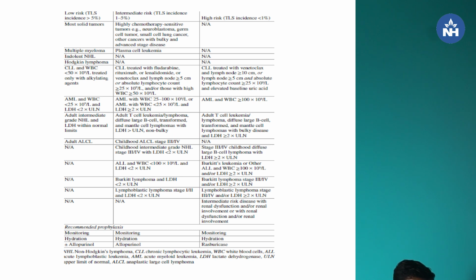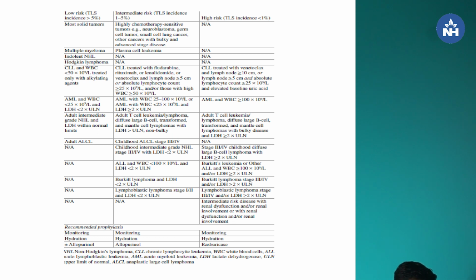ALL with WBC count less than 100 into 10 to the power 9 and LDH less than 2 have intermediate risk. Burkitt's leukemia or other ALL with WBC count more than 100 into 10 to the power 9 and or LDH more than 2 have high risk.